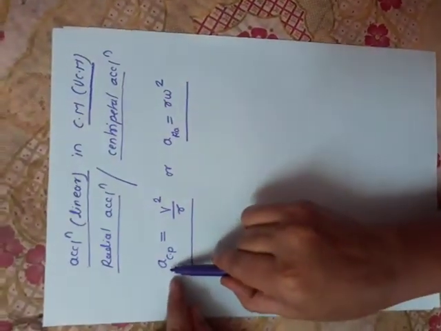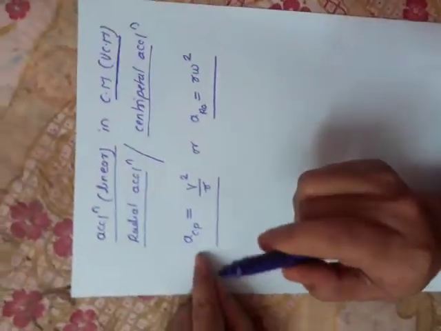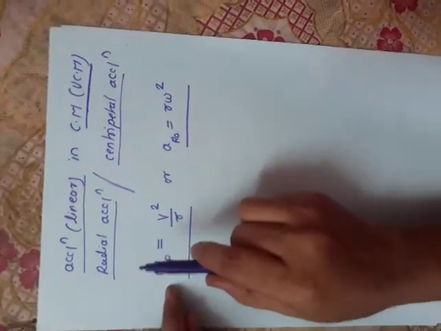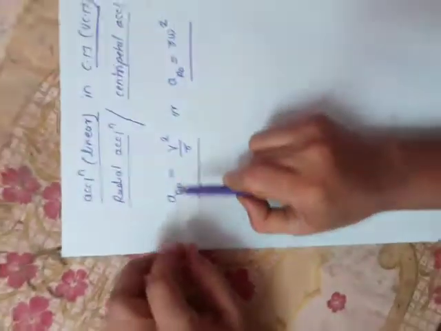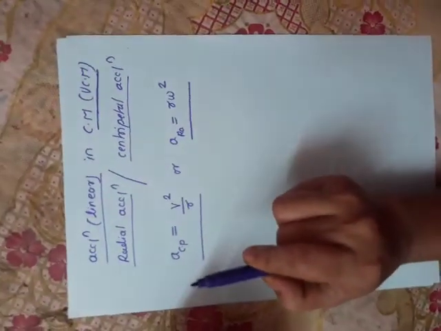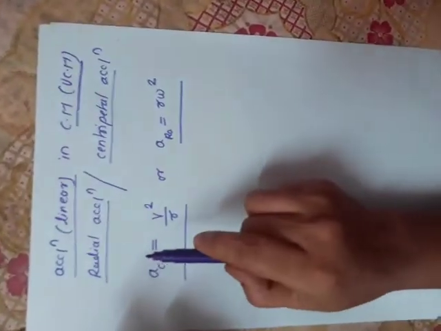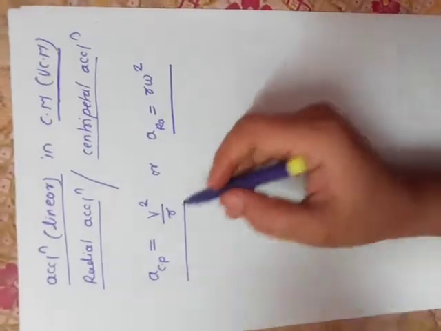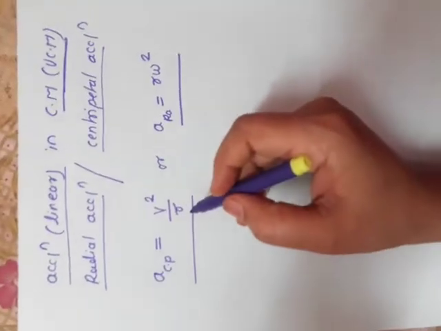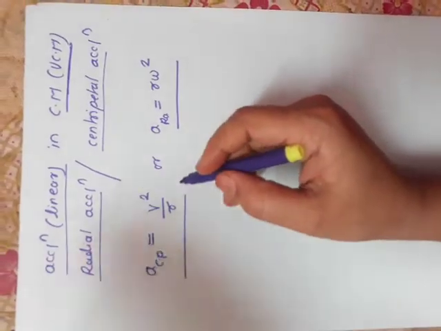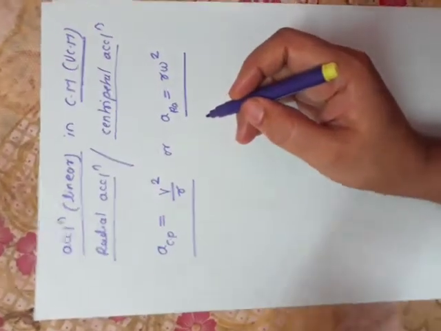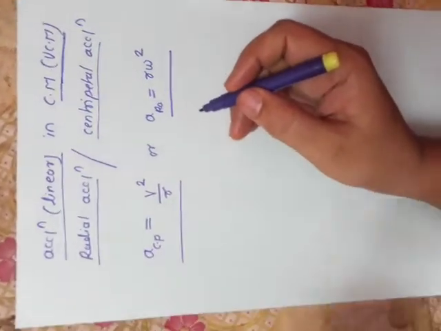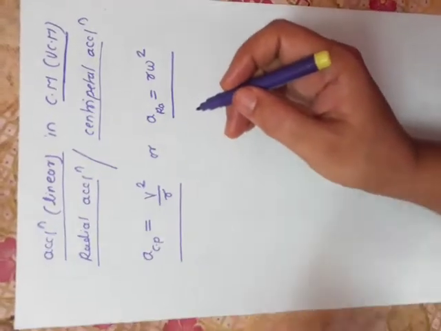Centripetal acceleration has the same notation as that of linear acceleration. This is not angular acceleration; it is centripetal or linear acceleration, that means the acceleration which takes place in circular motion. See here, angular acceleration is different from centripetal acceleration. Angular acceleration has notation alpha, whereas linear acceleration has notation a.